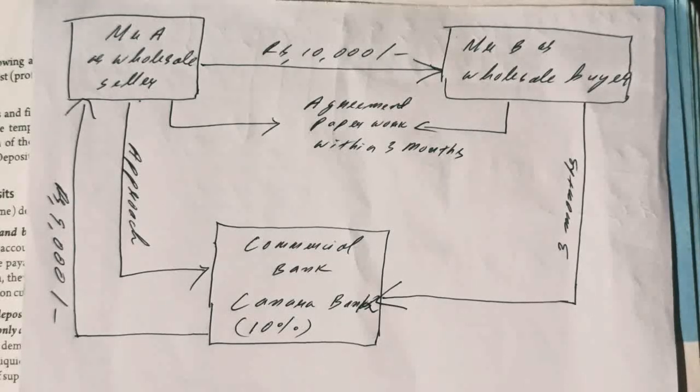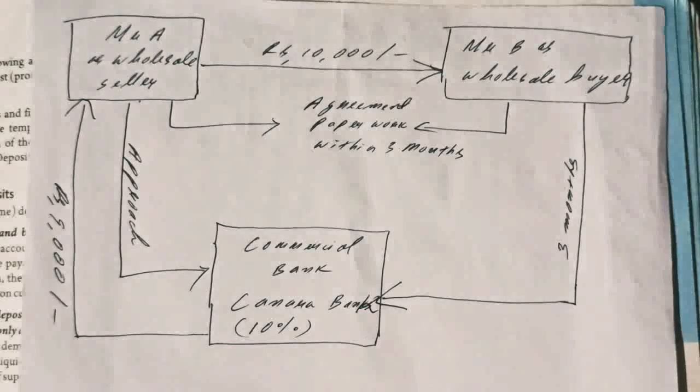So now Mr. A will approach the commercial bank, say Canara Bank, and he will share all the details he has discussed with Mr. B. Now, the Canara Bank will agree and will pay on behalf of Mr. B to Mr. A. But remember, the bank will never pay the full amount. The bank will pay only 90%. That is, they will keep 10% as reserve, and they will pay the remaining amount, that is rupees 9,000, to Mr. A. In that way, Mr. A does not have to wait for Mr. B to make the payment.